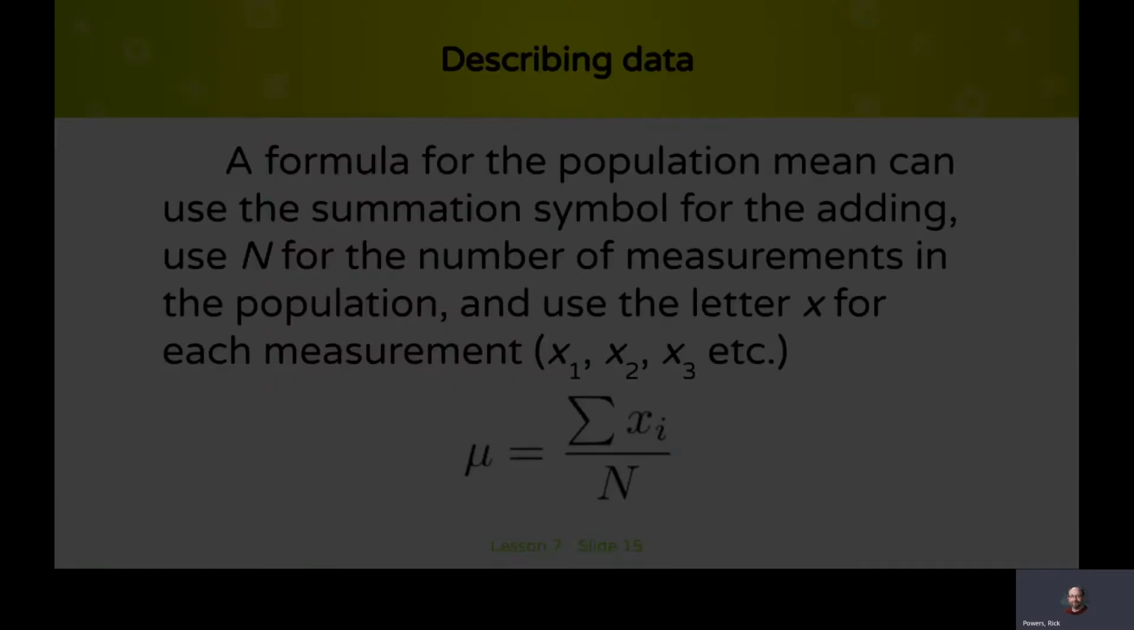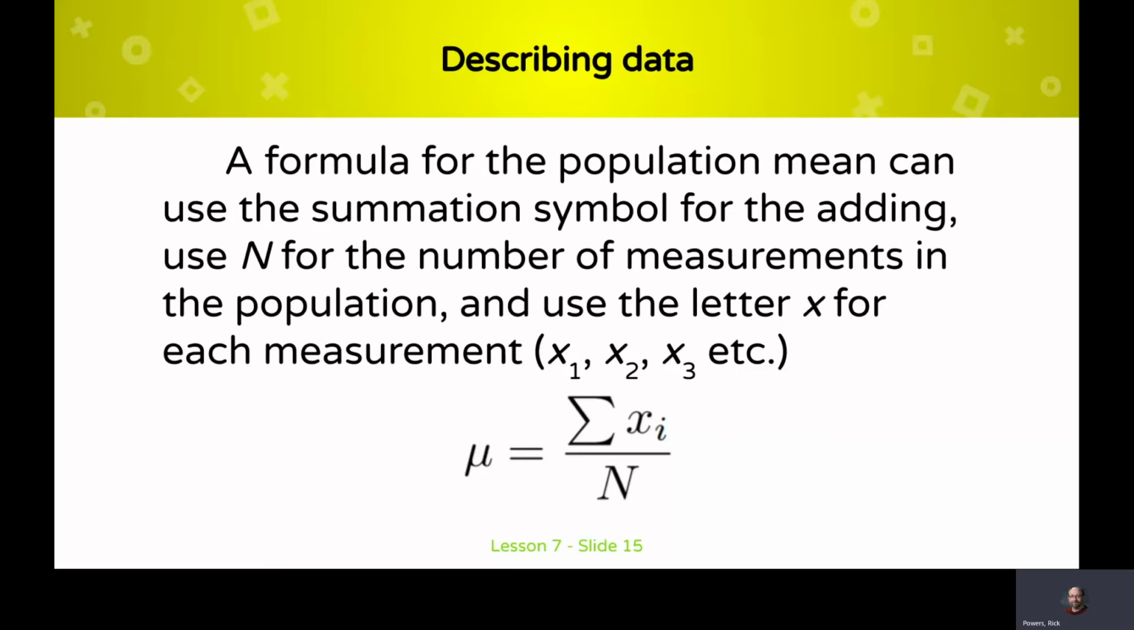A formula for the population mean can use the summation symbol for the adding. Use capital N for the number of measurements in the population, and use the letter x for each measurement: x sub 1, x sub 2, x sub 3, etc. So the population mean, mu, is equal to the sum of the measurements, the sum of the x sub i. So that's x sub 1 plus x sub 2 plus x sub 3, adding all the measurements together, divided by the number of measurements, capital N.